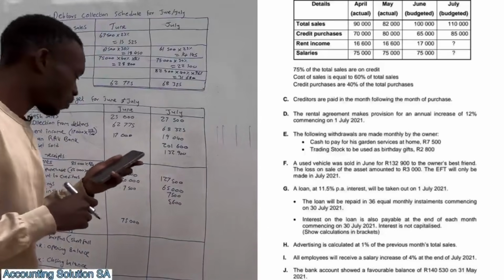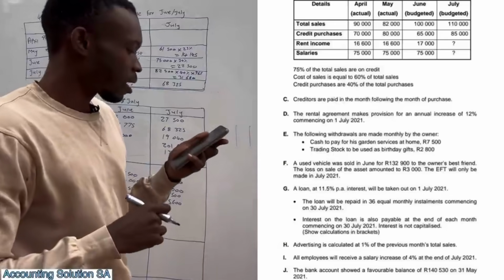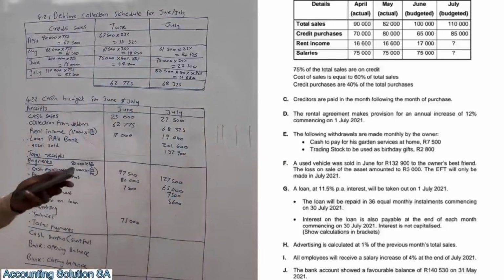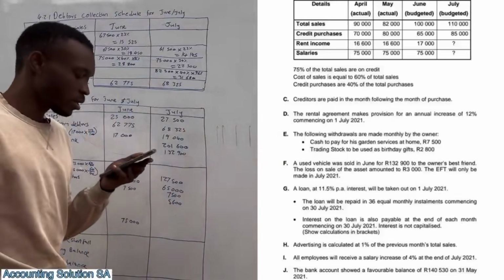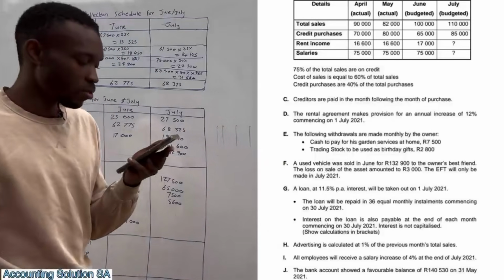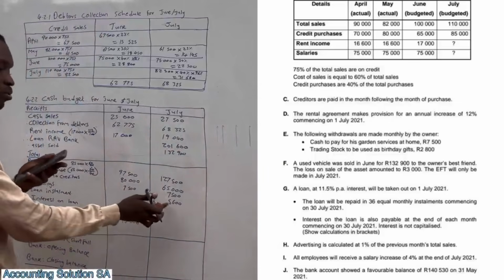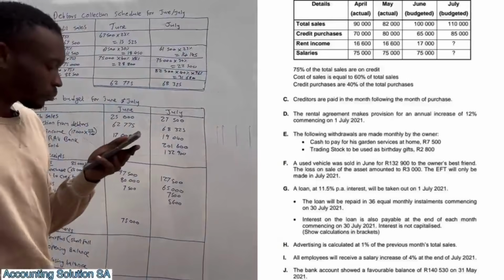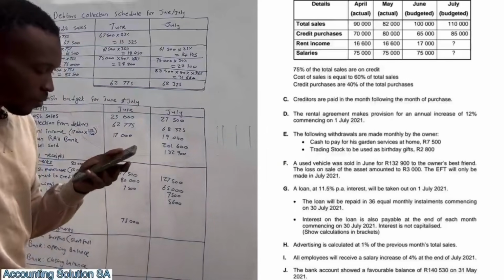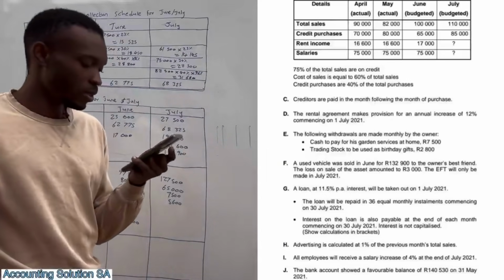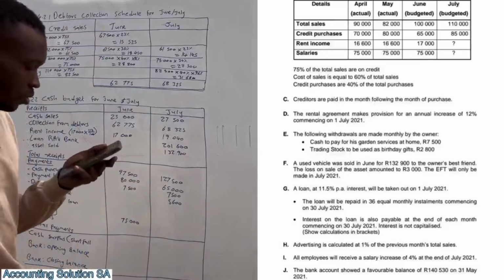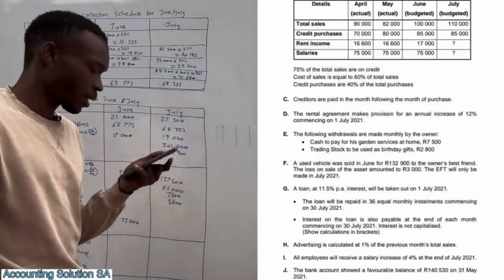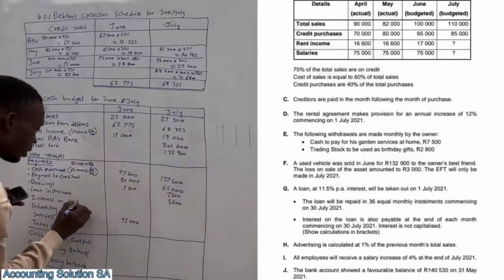a loan at 11.5% per annum interest will be taken out on 1 July. Okay, and they said the loan will be repaid in 36 equal monthly installments commencing 30 July. The installment was already calculated, 5,600. Okay, and the interest is also payable at the end of each month commencing 30 June 2021. Interest is not capitalized. Show the calculation in a bracket. We need to calculate the interest.